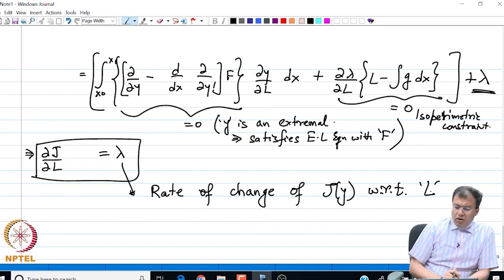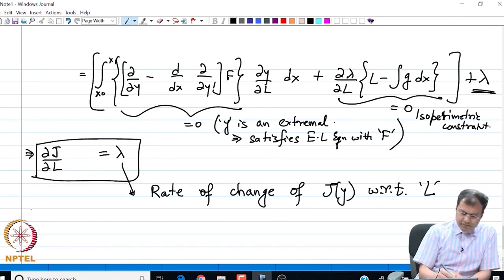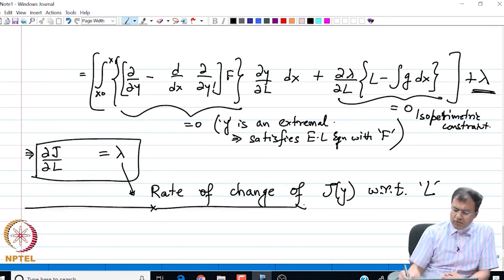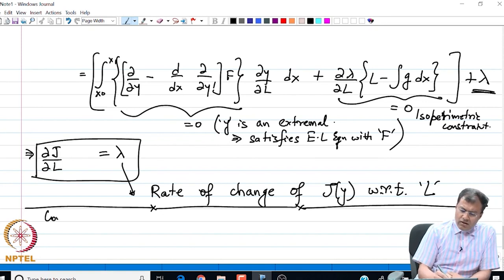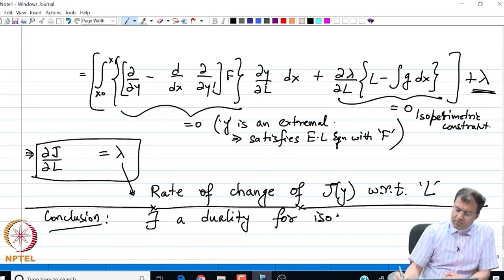Now, there is another way to look at this result. It shows a duality of the isoperimetric problem. What we are trying to show is that there exists a duality for the isoperimetric problem.